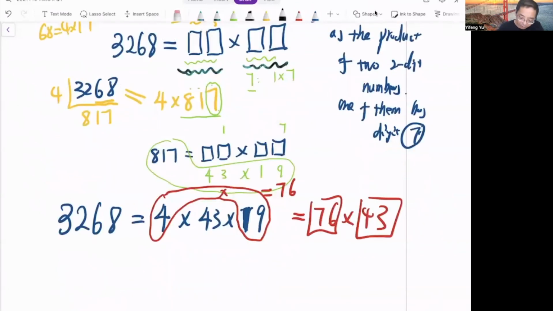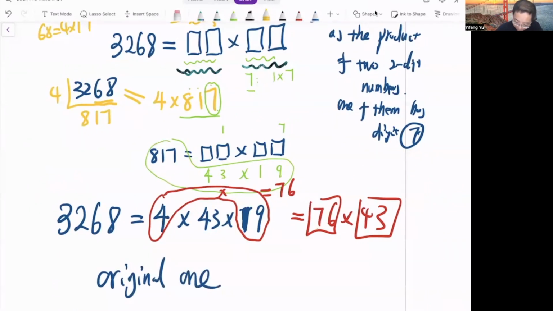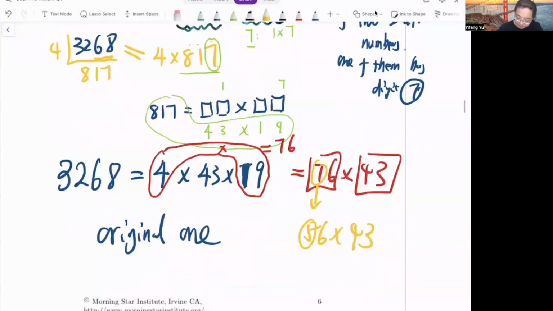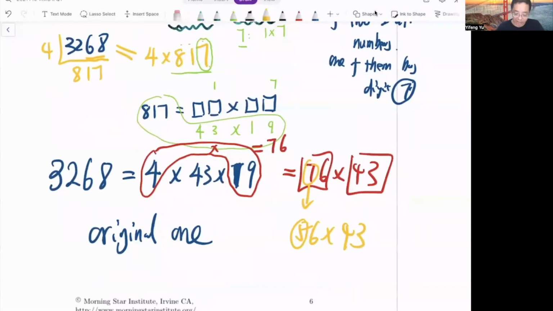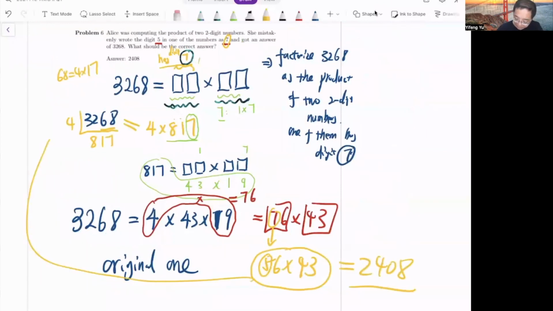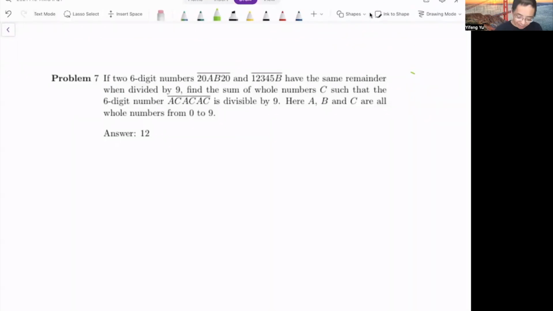Now we look at the original one. Because the 7 is a mistake here, we have to replace the 7 by 5. So 76 has to go to 56. So it should be 56 times 43. Let's just calculate this out, and you will find 56 times 43 equals 2,408. Okay.